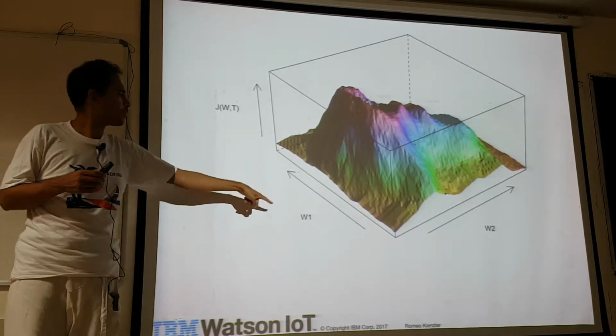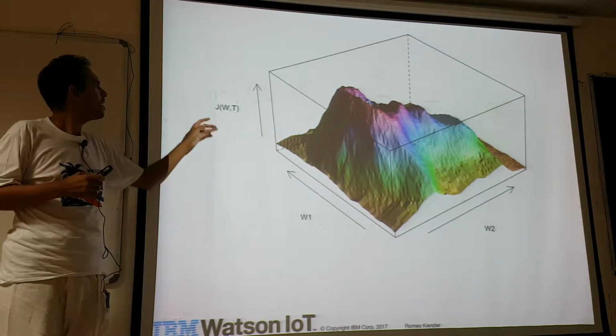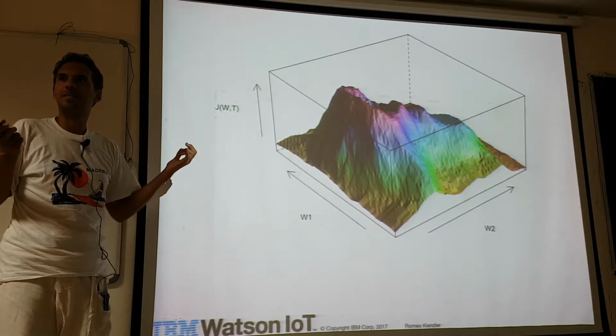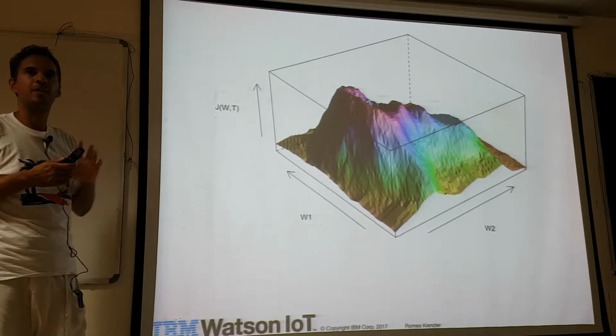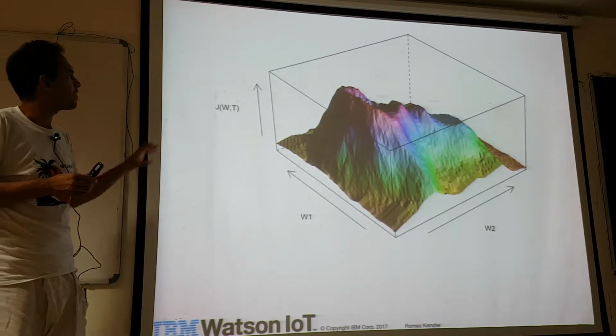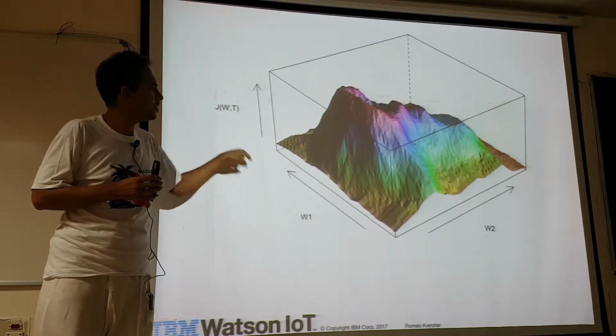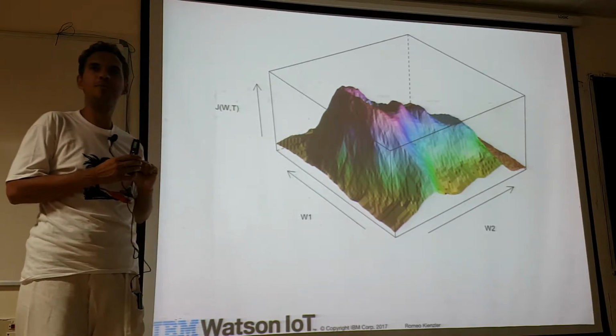W is the vector of W1 and W2, so the parameters. And T is the training data set. The training data set stays constant. Therefore, J is only dependent on vector W. And if you plot the cost over vector W in 2D space, we get, for example, this volcano here.